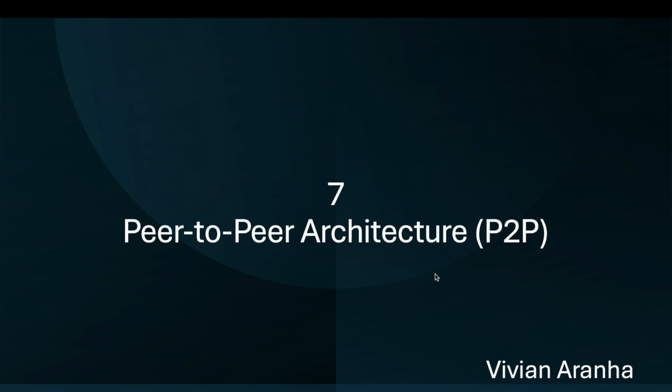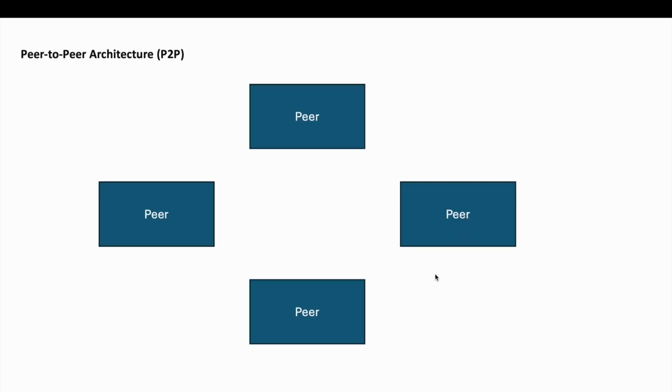This model allows peers to share resources such as files, bandwidth, and processing power directly with each other without requiring a central coordination point. P2P networks are highly scalable and robust as they can continue to operate even if some peers disconnect. Now, some of the components of P2P architecture include first, peers, which are nodes in the network that both use and provide resources.